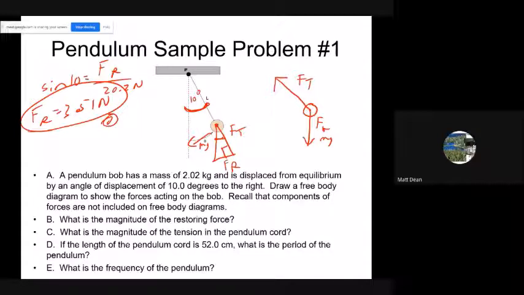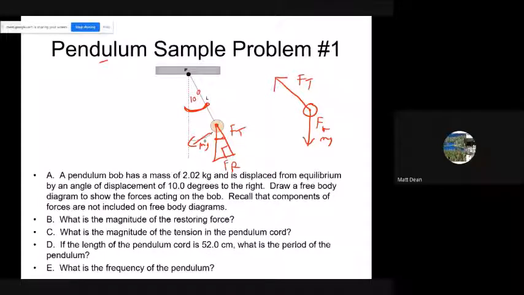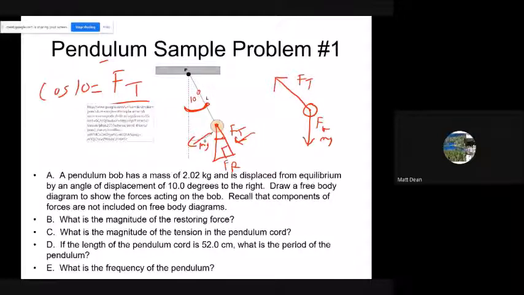Same kind of logic to do the tension in part C. Remember that the tension component of this picture is right here. We're going to use cosine to find the tension component. The cosine of 10 is equal to the adjacent side, which is the tension, over the hypotenuse, which is mg, 2.02 times 10. Solve that out, 20.2 times cosine 10, and we end up with a tension in the string of around 19.9 newtons.